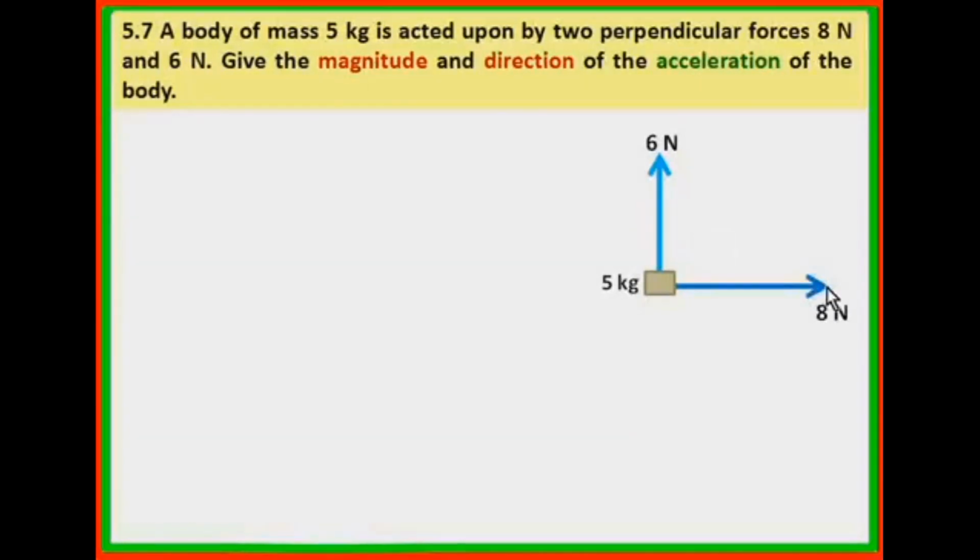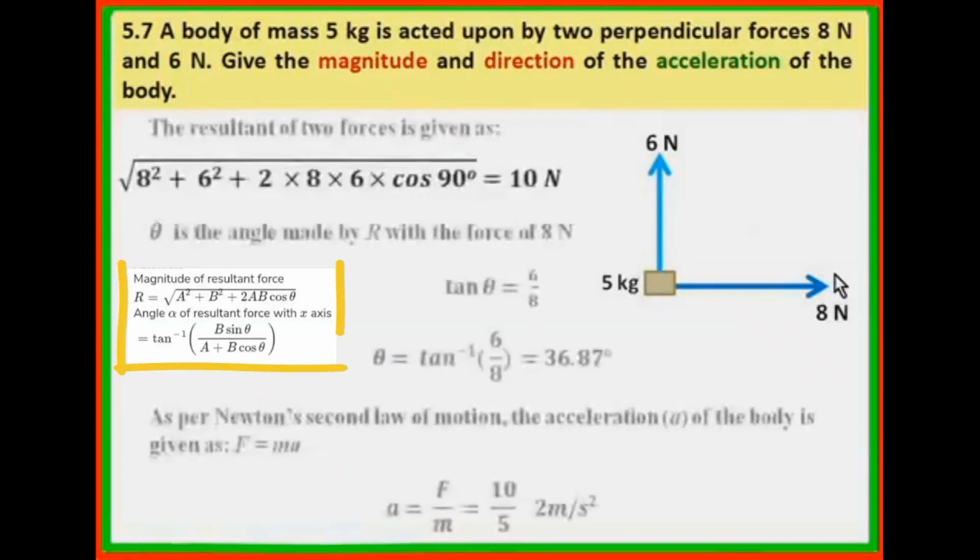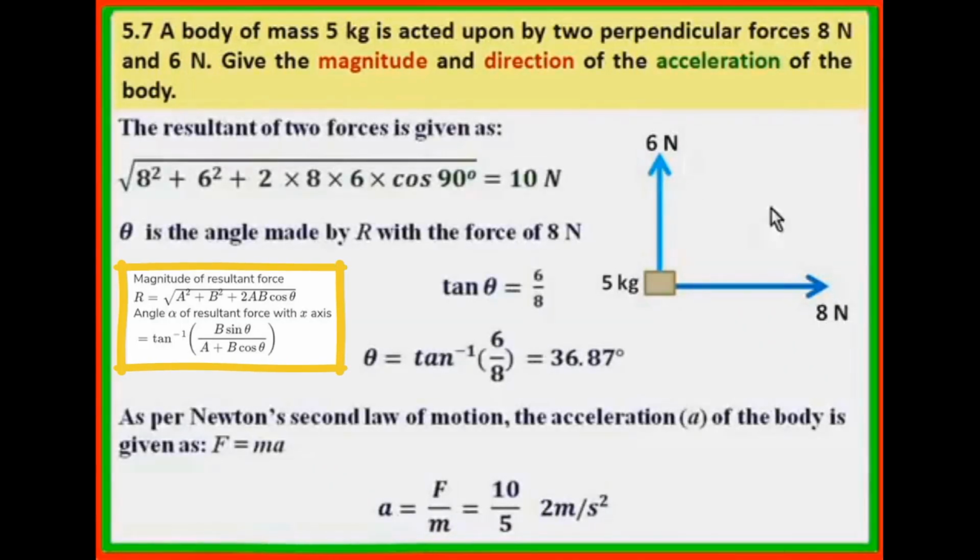We have to find the magnitude, that is the number value, and the direction of the force as well as the acceleration of the body as a result of this resultant force. That means we have to find the resultant force. The resultant force of any two vectors will be given by the formula root of a square plus b square plus 2ab cos theta. Here our a is going to be 8, b is going to be 6.